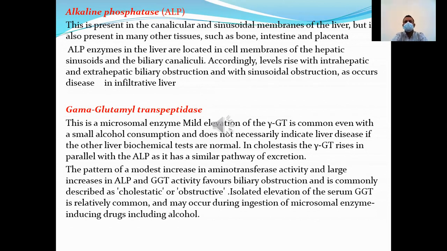Accordingly, the level is raised with intrahepatic and extrahepatic biliary obstruction, and with sinusoidal obstruction or in diseases that infiltrate the liver. So any disease leading to obstruction of the biliary system leads to elevation of this enzyme.